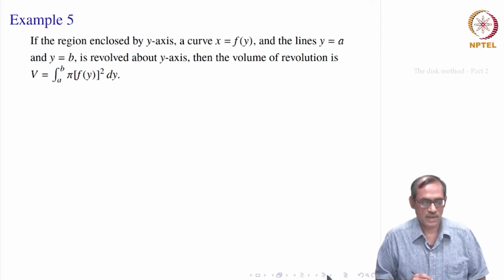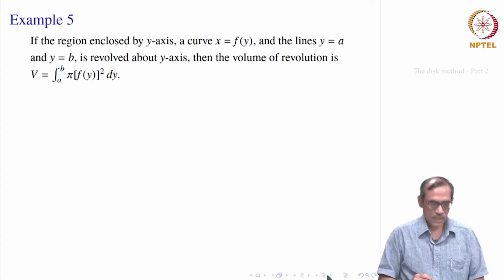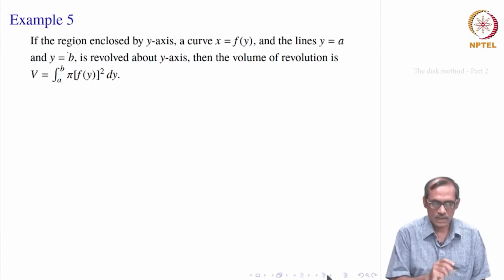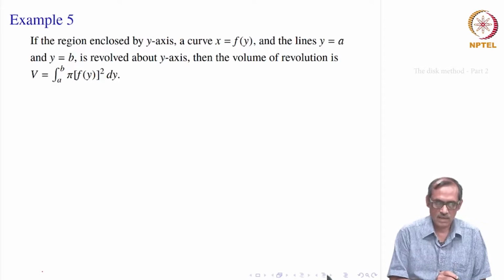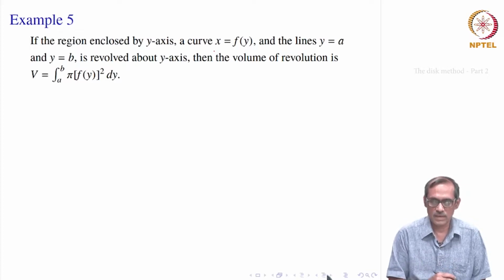Now, let us take the next example. We have a region enclosed by the y axis, a curve x equal to f of y, looking at it from the y axis, and the lines y equal to a and y equal to b. Now, such a region is revolved about the y axis. So, it falls into place because x and y are interchanged here, that is the only trick here.